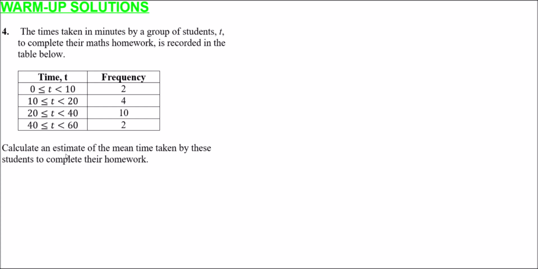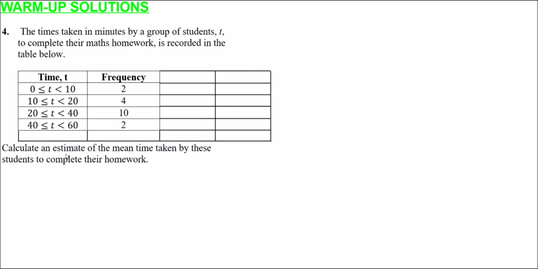So first of all, doing it the old-fashioned way, what we'd need to do here is draw in an extra 2 columns. And you should remember from your GCSE days that to estimate the mean from a grouped frequency table, we need to take the midpoints as our estimate. So the next column here is for midpoint. Then once we've got the midpoints, we do midpoint multiplied by the frequencies.